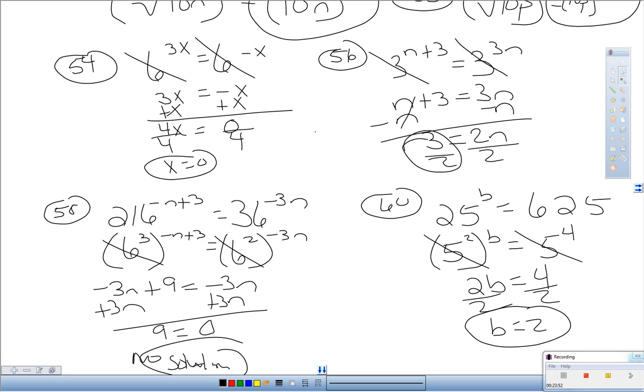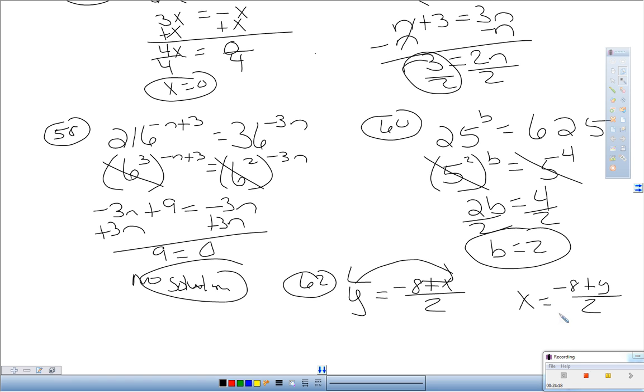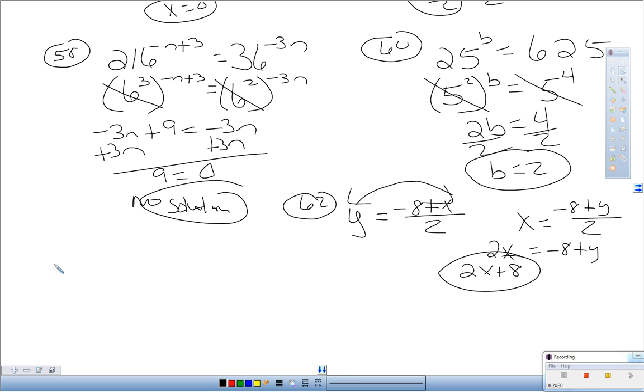For number 62, it wants you to find the inverse. So we're going to change up a little bit. For 62, here's how you find the inverse. Change that h of n to y, and change that n to an x. So that's what you do first. Then switch the x and the y around. So you're going to get x equals negative 8 plus y over 2. And now just solve this for y. So you're going to get 2x equals negative 8 plus y. And then you're going to get 2x plus 8. And so there's your inverse for number 62.